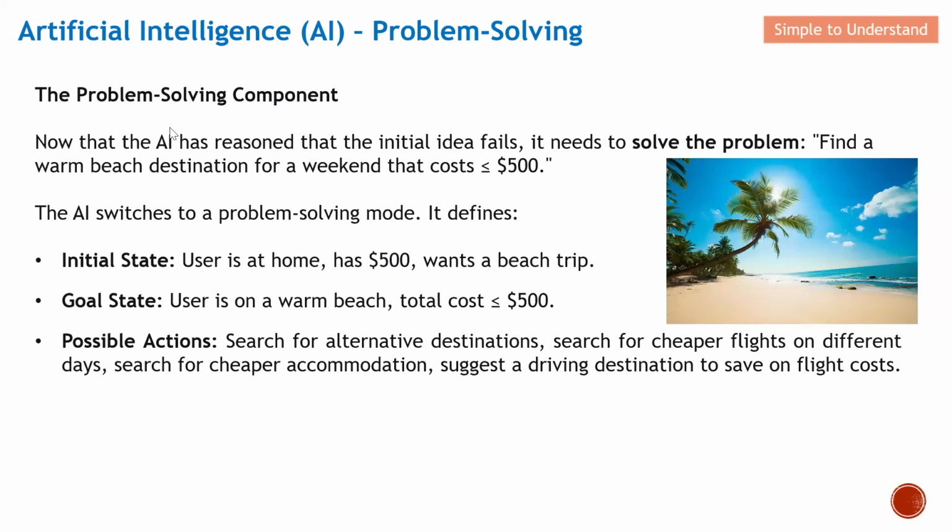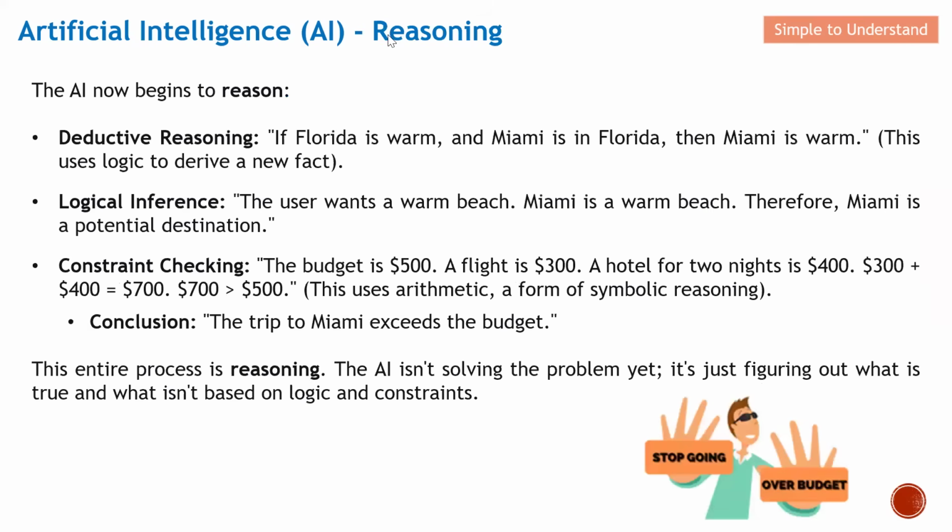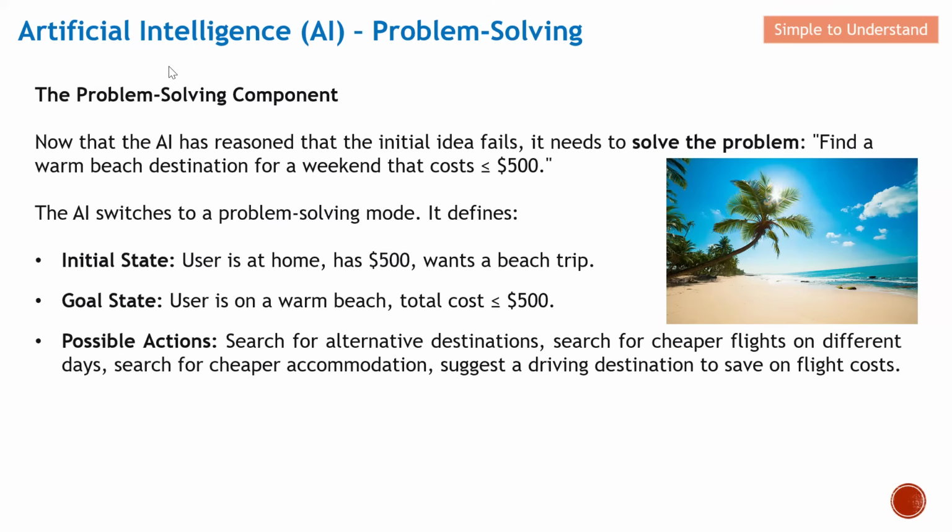Let's say we shift from the reasoning to problem solving, which means that whatever we have done in the so-called reasoning, we shift it to the problem solving. Now that the AI has reasoned that the initial idea fails, it needs to solve the problem, to execute the job now: find a warm beach destination for a weekend that costs less than $500.